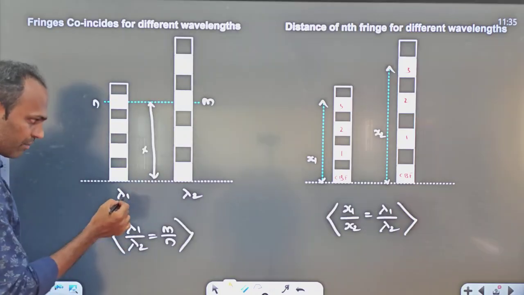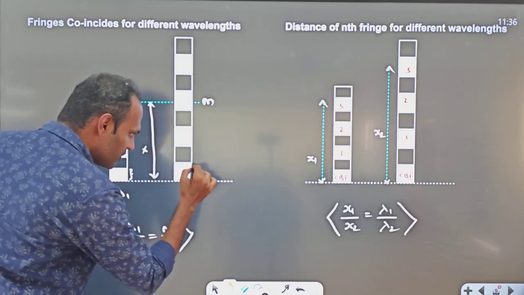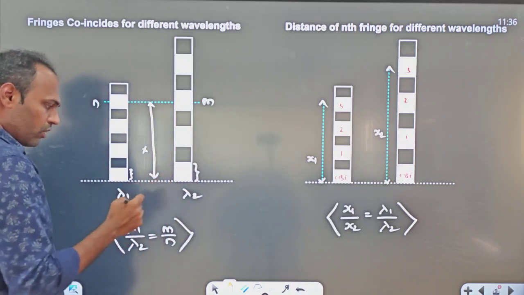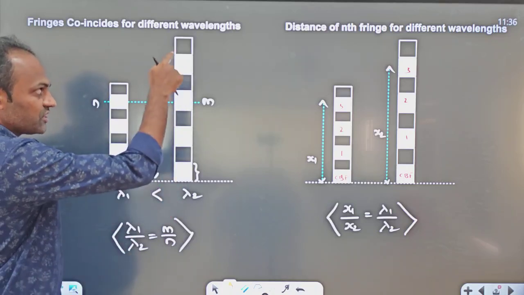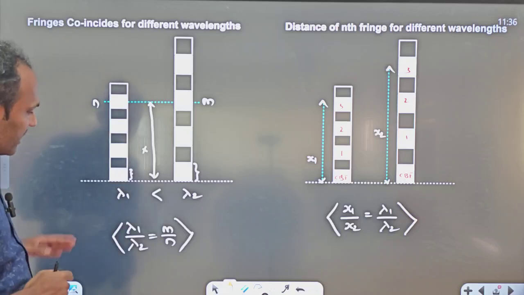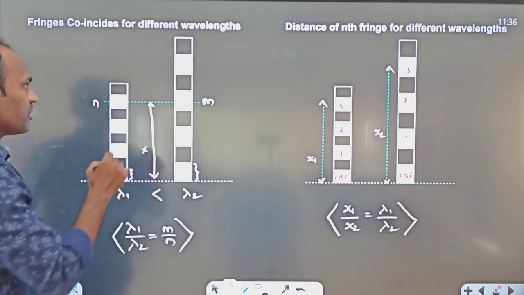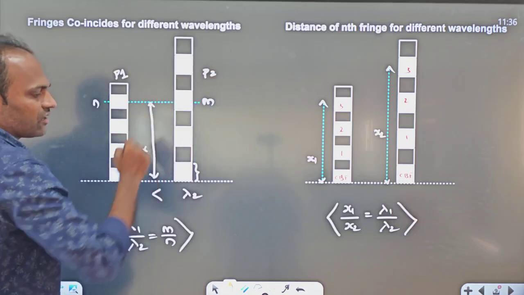Correct? See, here it is lambda 1, here it is lambda 2. Here the fringe width is this much. Here the fringe width is increased. It is more. So lambda 2 is greater than lambda 1. This wavelength is more because the fringe width is more here. This wavelength is less because the fringe width is less here. Okay, now when you use lambda 1 light, you get interference pattern 1, and this is interference pattern 2.